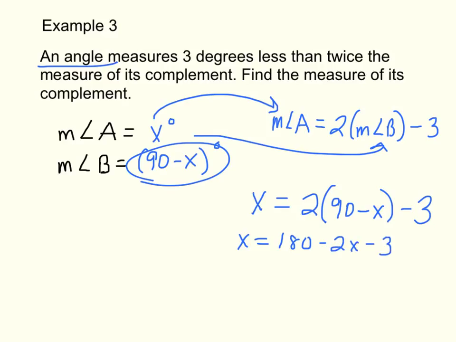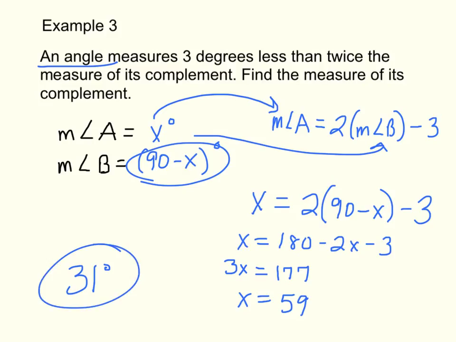I'm going to add the 2x to the other side, so that gives us 3x. 180 minus 3 gives me 177. Divide by 3, these are all review skills from algebra last year. 177 divided by 3 gives me 59. That is the measure of x, not the measure of the complement. The complement is 90 minus that. So one angle is 59 degrees. What's its complement? Well, 90 minus 59 gives us 31 degrees. So the complement is 31 degrees.